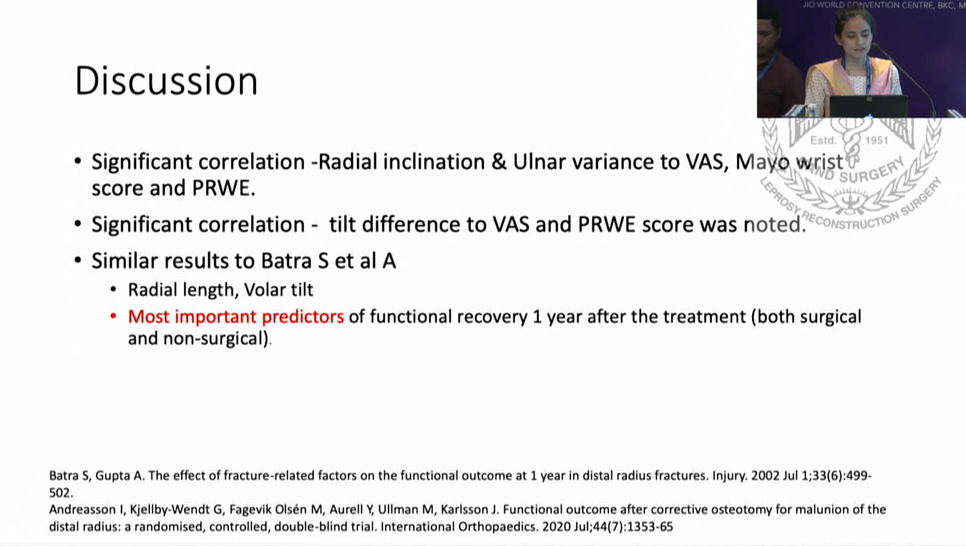A significant correlation was found between the radial inclination and ulnar variance to VAS, Mayo wrist score, and the patient-rated wrist evaluation. Tilt difference was also correlated with the VAS and the PRWE score in our study. Similar results were noted by Batra and Gupta in their study, where radial length and volar tilt were determined as the most important predictors for functional recovery at 1 year.